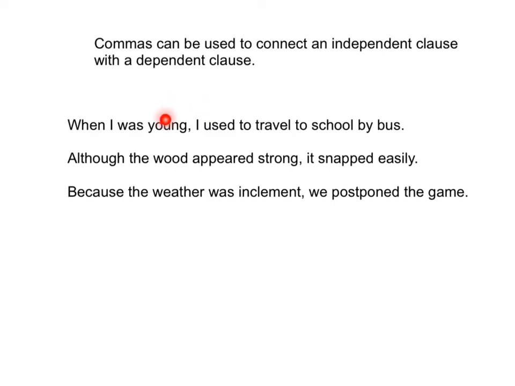The comma is correct in the first sentence because you have an independent clause, I used to travel to school by bus, that could stand on its own as a sentence, and it's connected to a dependent clause, when I was young. This could not stand on its own as a sentence, but the comma here is correct because you're connecting an independent clause with a dependent clause. The same thing occurs in the second sentence. The independent clause, it snapped easily, is connected to the dependent clause, which could not stand on its own, by a comma. And then finally, we postponed the game, independent clause, connected to because the weather was inclement, which is a dependent clause, connected with the comma.